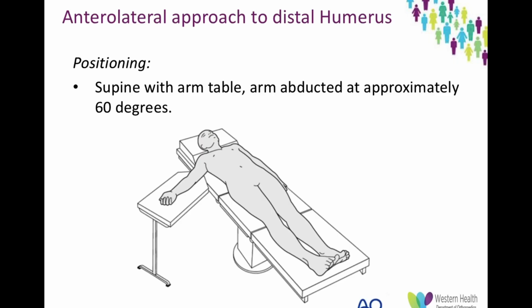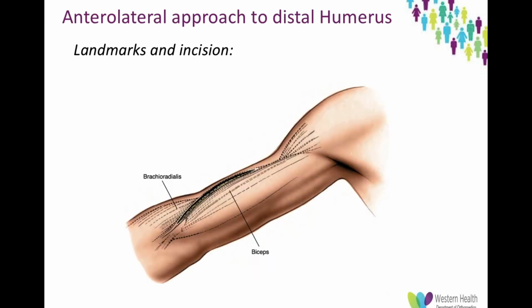So positioning for the anterolateral approach to the distal humerus is usually supine with an arm table, and the arm is often abducted at around 60 degrees, but really wherever the surgeon has best access. The landmarks in this approach are the biceps brachii, the muscle belly itself, and then the flexion crease distally at the elbow. It's normally a curved longitudinal incision based on the lateral border of the biceps, approximately 10 centimeters proximal to the elbow crease following that muscle contour, as you can see in the diagram.